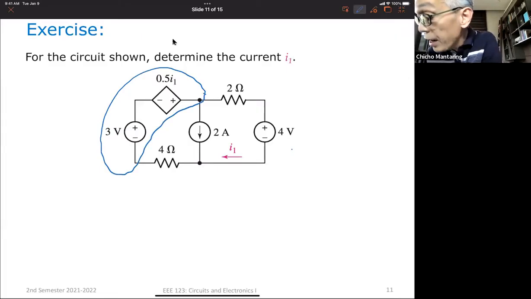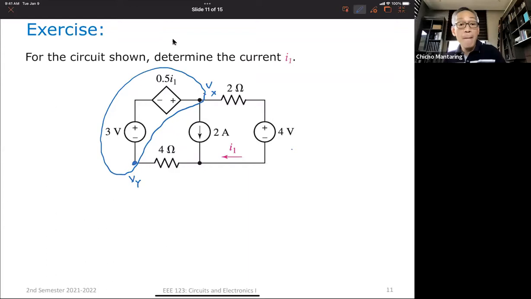But I would have to define this now to be a variable. So let's say this is x, so this is Vx. Let me call this Vy. So what is now my supernode equation? What is my supernode equation? Anyone? By the way, let's say this is my reference. What is my supernode equation? So this is a supernode.